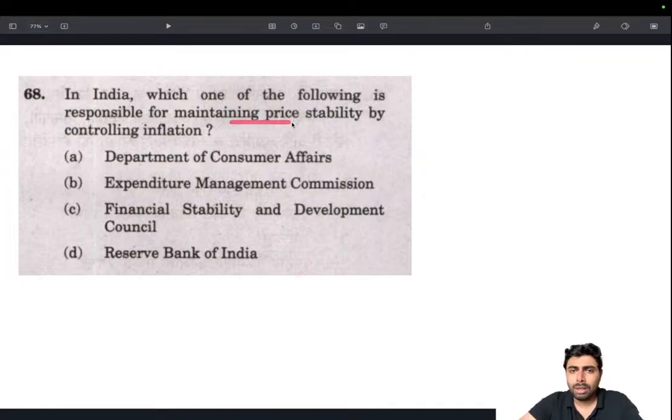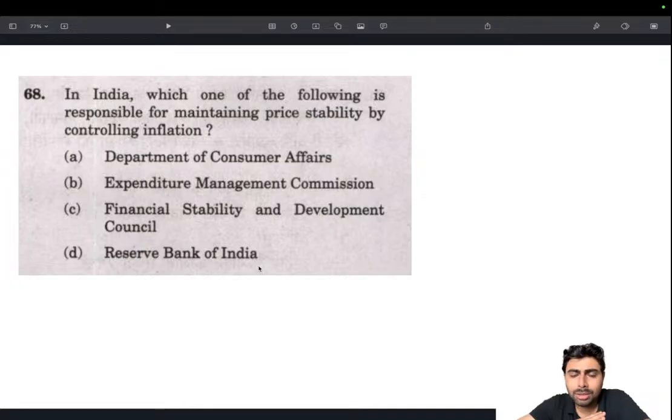And last day also we discussed what kind of inflation is being controlled by maintaining price stability. It's demand side. RBI controls the demand side of things. Okay, and government controls the supply side or cost push inflation. RBI controls the demand pull inflation. So have a good idea about that. Demand pull inflation by RBI, cost push inflation controlled by the government.